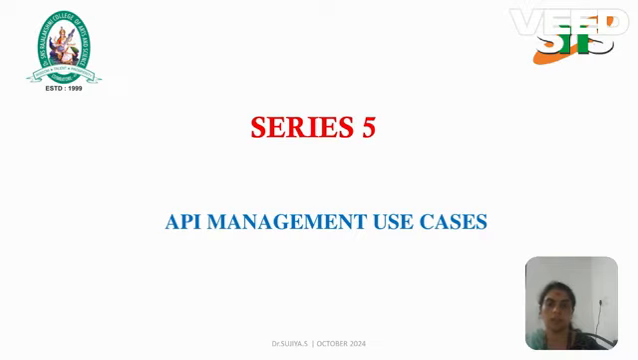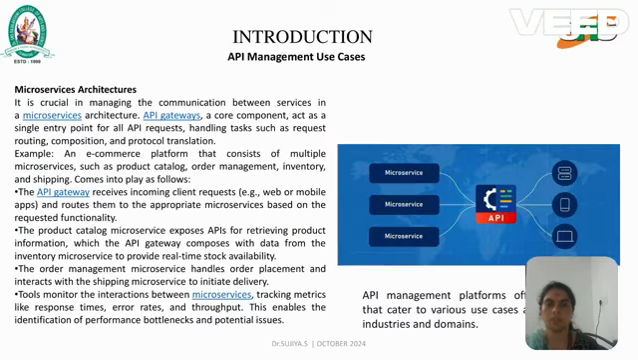In Series 5, I'm going to discuss API management use cases. API management use cases are critical in managing the communication between services in a microservice architecture. An API gateway is a core component that acts as a single entry point for all API requests, handling tasks such as request routing, composition, and protocol translation.